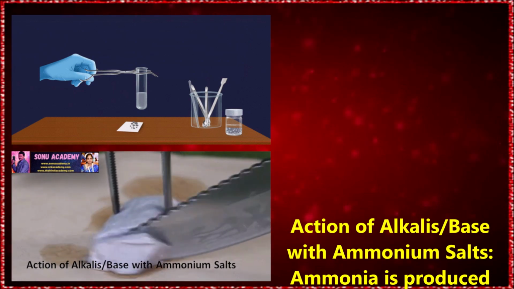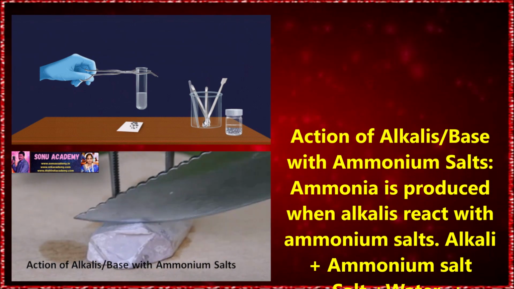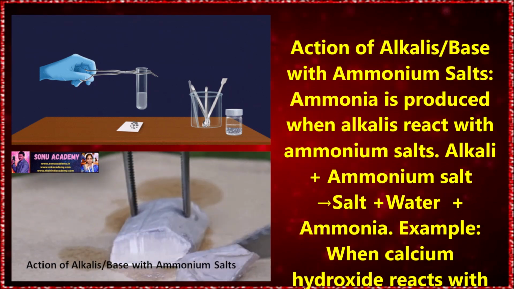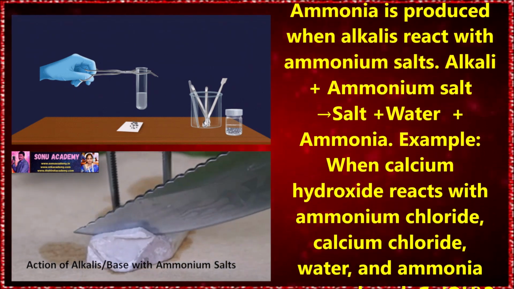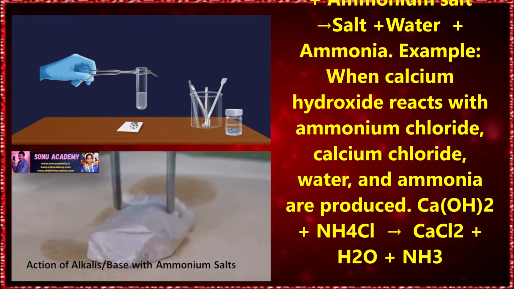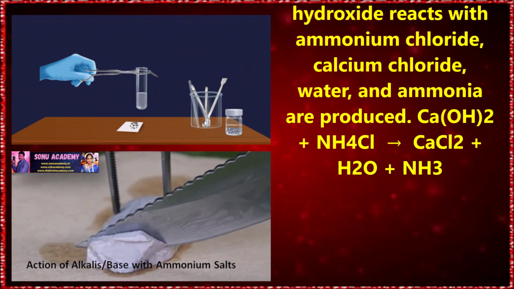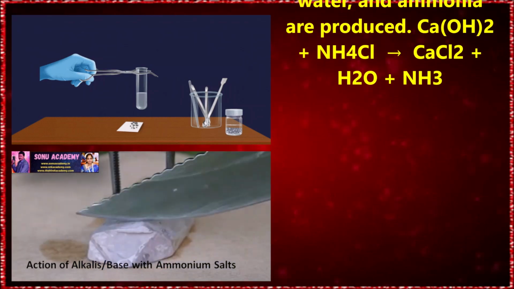Action of alkali bases with ammonium salts. Ammonia is produced when alkalis react with ammonium salts. Example, when calcium hydroxide reacts with ammonium chloride, calcium chloride, water and ammonia are produced.